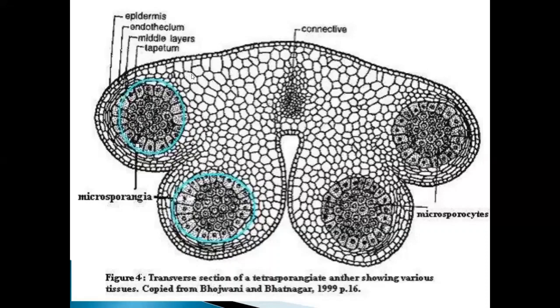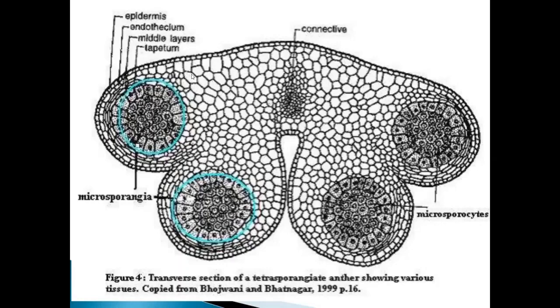And at the same time, these middle layers can degenerate. That means when meiosis takes place in the microspore mother cells, whenever the microspore mother cells undergo meiosis divisions, the middle cell layers will be degenerating in that situation.